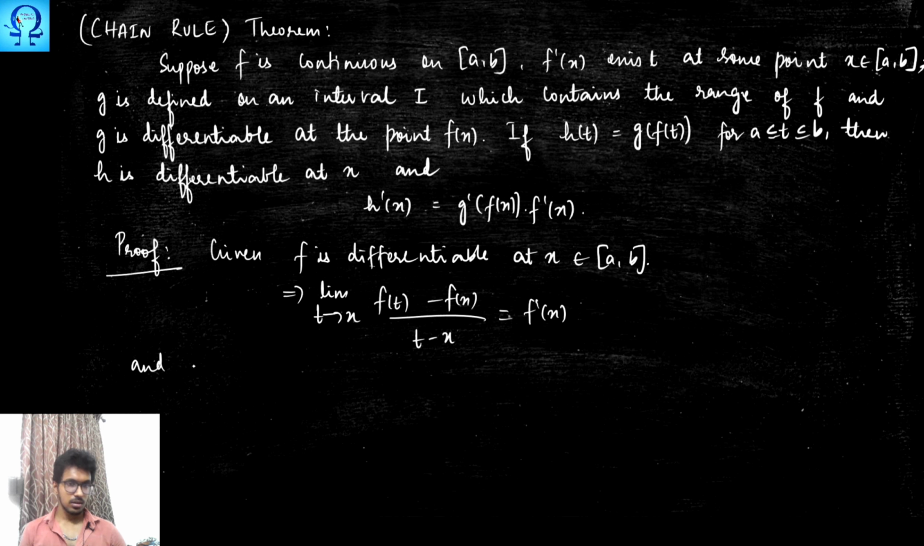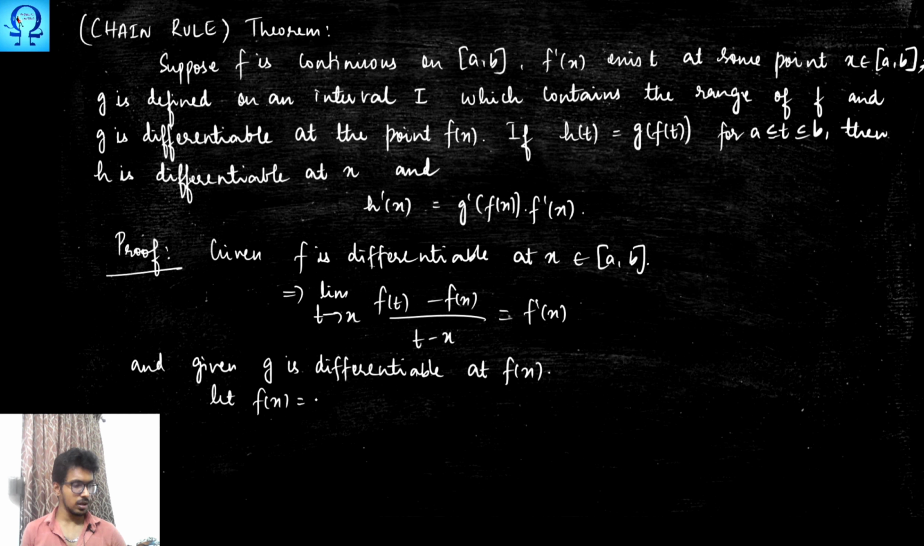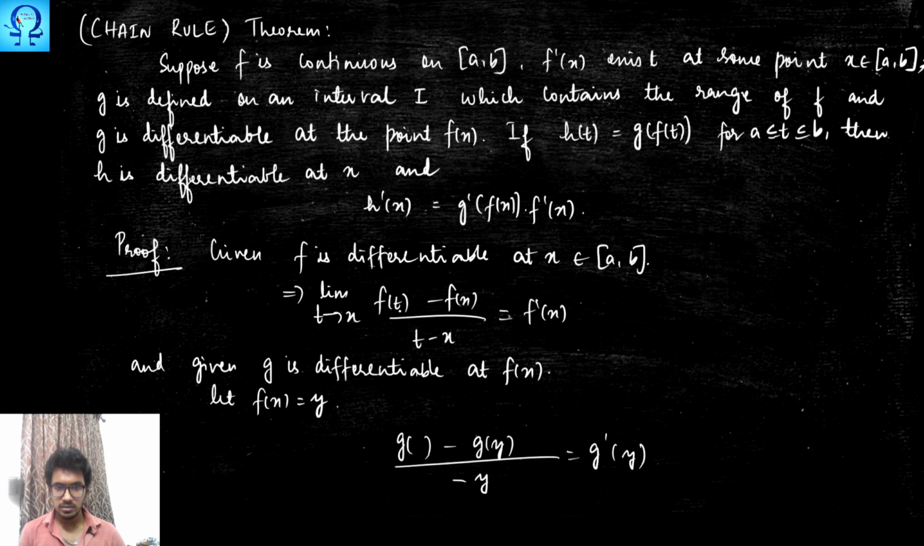And given g is differentiable at f of x, here let us take f of x to be y. Thus we are rephrasing this as the limit of (g of s minus g of f of x, and that f of x we are writing as y) upon (s minus y), and this one we are going to write as g prime of y. This s is some dummy variable, so let us denote that as s.